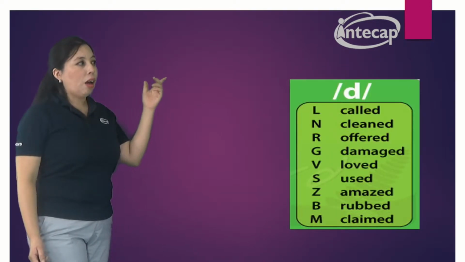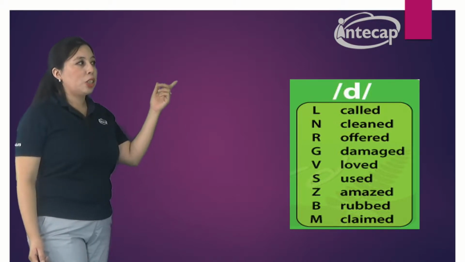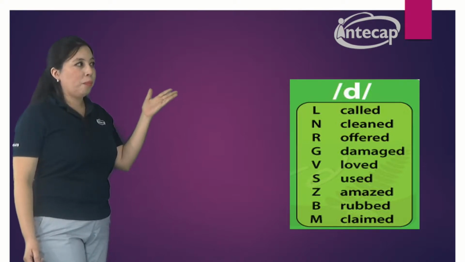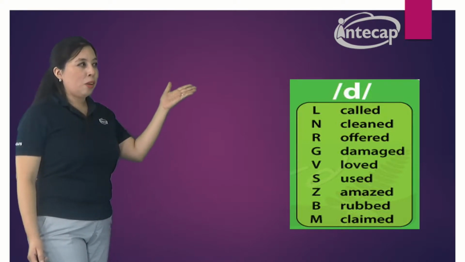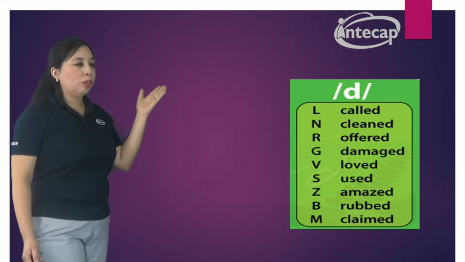Another pronunciation is the following. All the verbs that finish with L, N, R, G, B, S, D, V, and M, we have to add ed, but the sound is like a D. For example, hold, held, clean, cleaned.